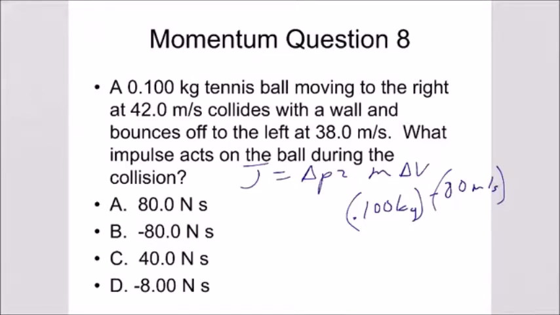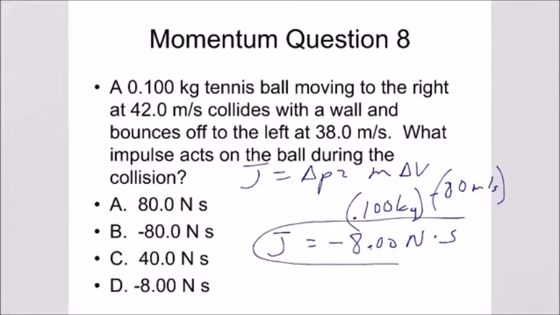So when we do the math, 0.1 times negative 80 comes out to be negative 8. With 3 sig figs, we're going to write it as negative 8.00. And the units are going to be kilogram meters per second, which are equivalent to newtons times seconds. So that's our answer on problem number 8. And that is answer D.